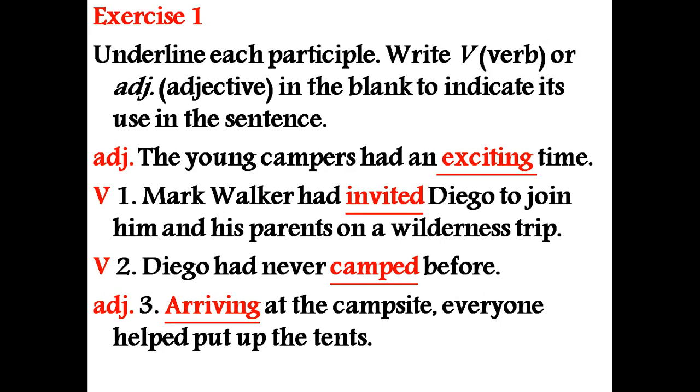Now the exercise starts from sentence number 1. Mark Walker had invited Diego to join him and his parents on a wilderness trip. So invited is a verb, a main verb. Sentence number 2. Diego had never camped before. So here also it is a verb. Sentence number 3. Arriving at the campsite, everyone helped put up the tents. Here it is an adjective.